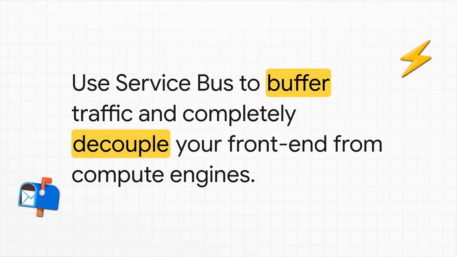Next up is pattern 2, asynchronous queuing. This is where you leverage the Azure Service Bus to buffer traffic and physically sever or completely decouple your front-end API gateway from your back-end compute engines. By implementing asynchronous queuing, you guarantee that even if your back-end Azure functions or app services go offline temporarily, for maintenance or due to some error, you never lose a single client's request. They just wait safely in the queue until the back-end comes back to life.